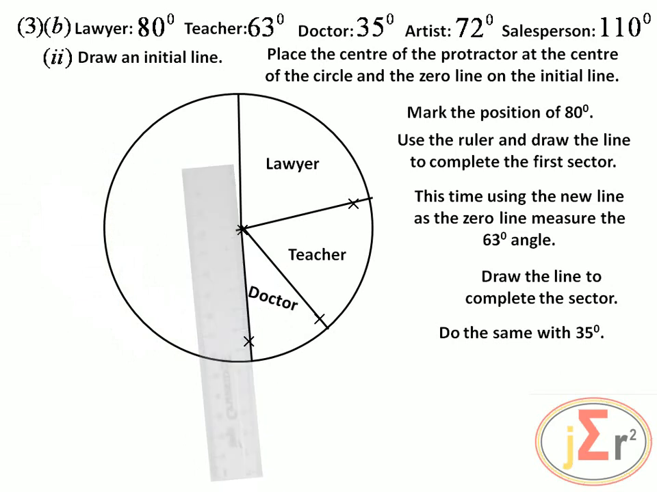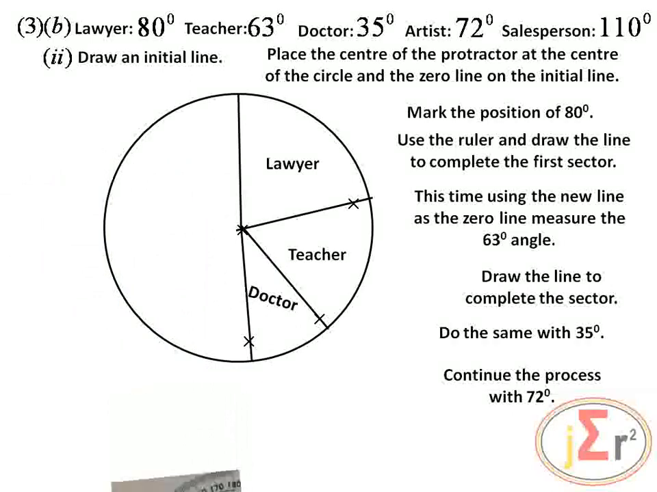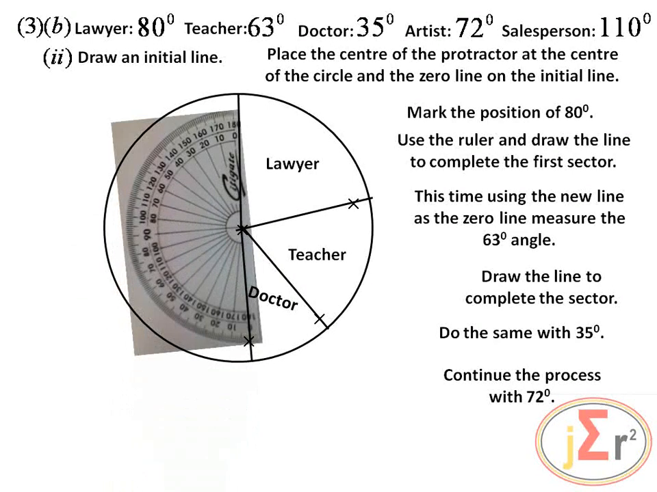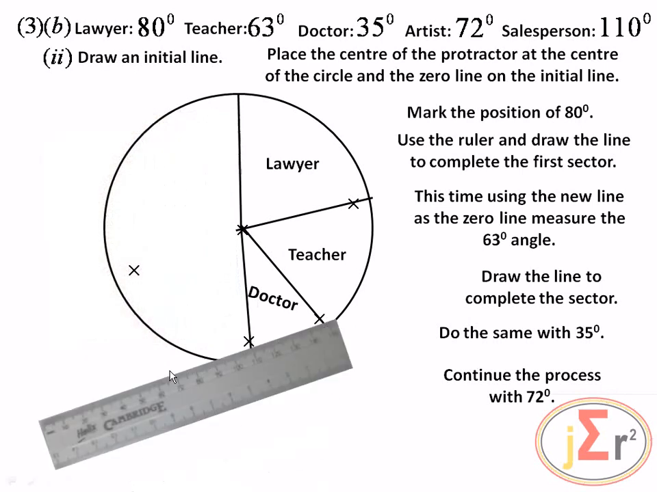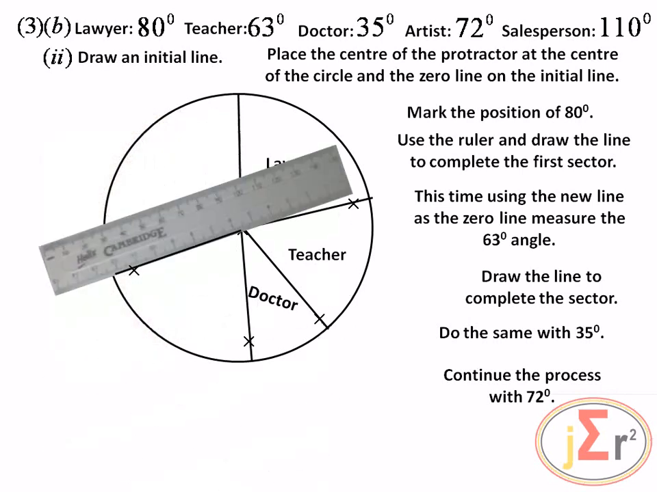Next, we move on to the artist. We will use that new line as our zero line with the center of the protractor at the center of the circle, and the 72 degrees will be about right here, we think. Alright, let's see. I think it's about right there, past 70, and go a little bit more. So 72 degrees will be right there. Correct. Then we will use our ruler to complete the sector, and that one will be for the artist.